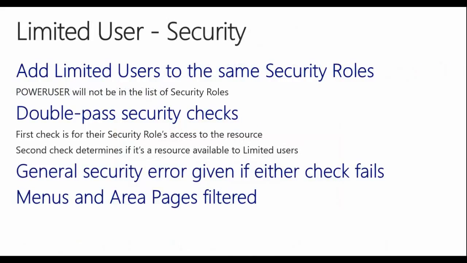A power user will not be in the list of security roles to assign for a limited user. There will be double pass security checks. The first check is for the security role's access to the resource, and the second check will determine if a resource is available to limited users. So this is the new enhancement part. A general security error will be given if either check fails, and menu and area pages are filtered based on the second check, as they have been in the past for the security access.